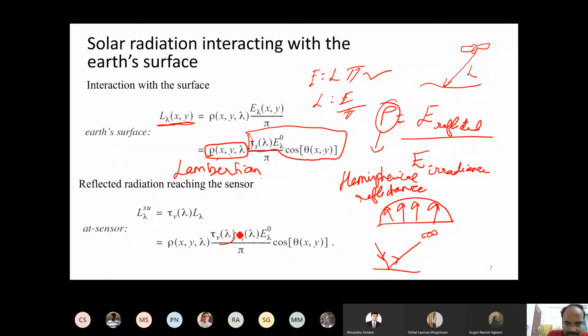So one more term of transmissivity of the atmosphere comes into the picture, because another leg of the entire travel is there, and this transmissivity may be totally different from the first transmissivity we used. Here is the transmissivity for the solar radiation. Here is the transmissivity for the reflected radiation. These two can be totally different. Any reasons for that? Any guess why these two transmissivities can be totally different?